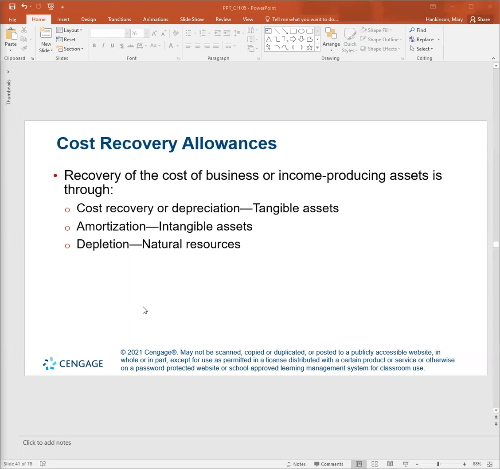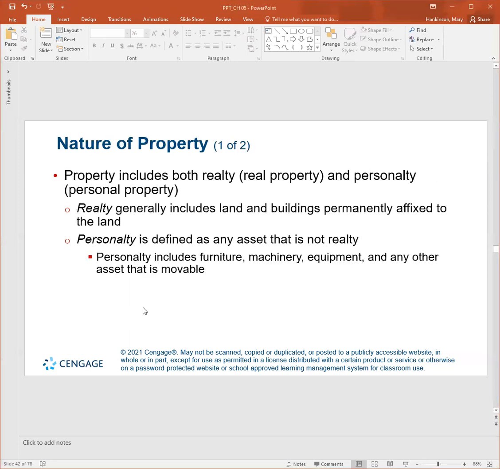Cost recovery in general is available only with respect to qualifying assets used in a business or for the production of income. So identifying the particular assets that qualify and their basis is critical to determining the appropriate cost recovery deduction. Now, the nature of property.